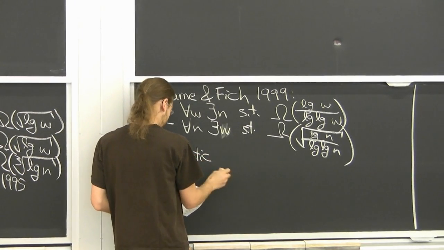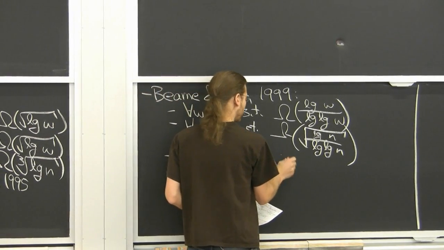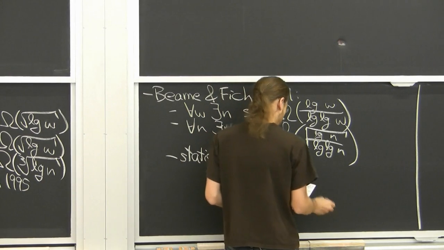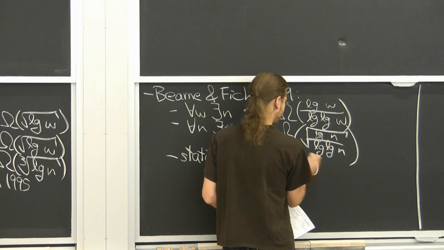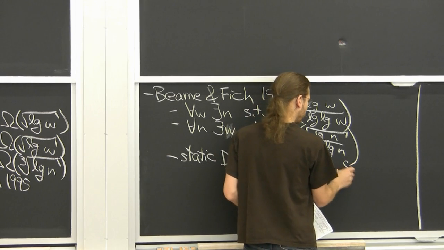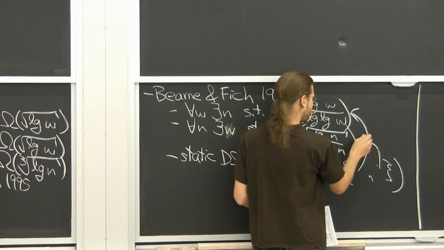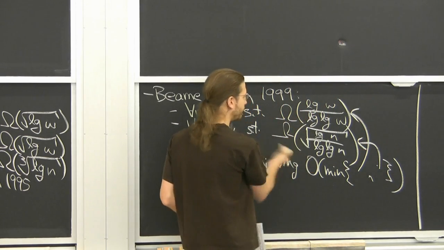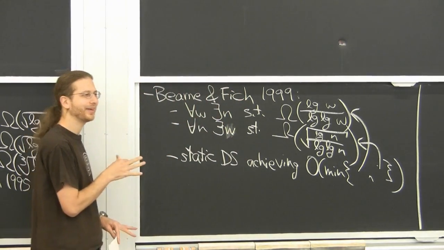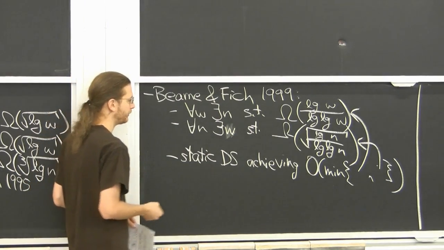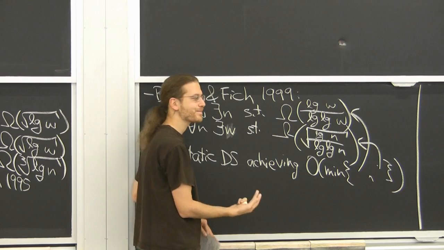They found a static data structure achieving, I'm just going to cheat and use some arrows, the min of these two. So in a certain sense, this is tight. This is not exactly what you'd want, because the data structure is achieving the min. What you'd like is a lower bound of the min. And it's not quite that.